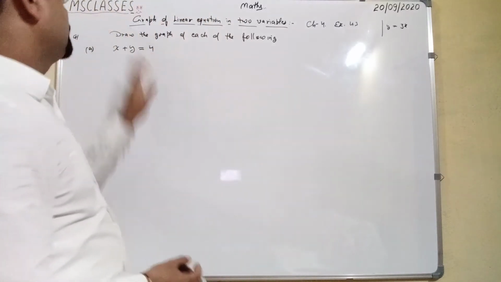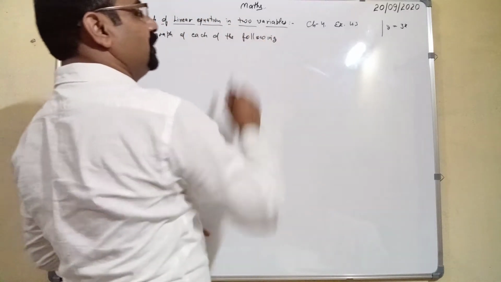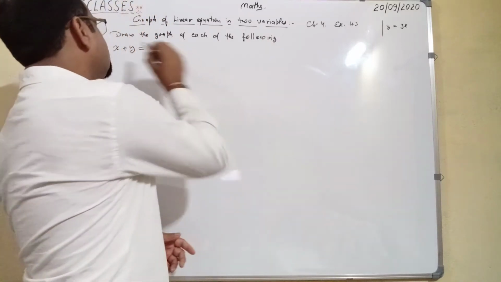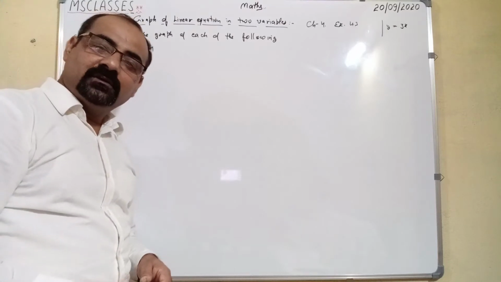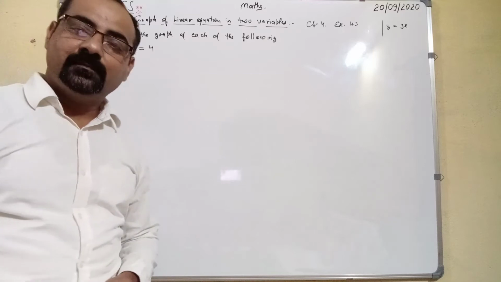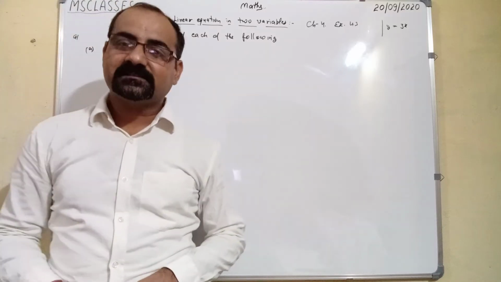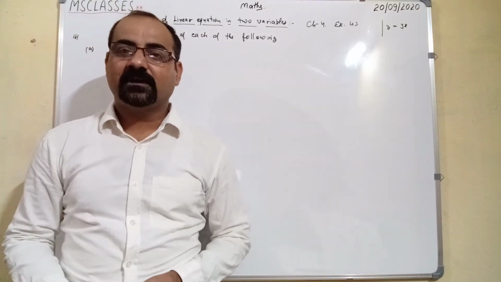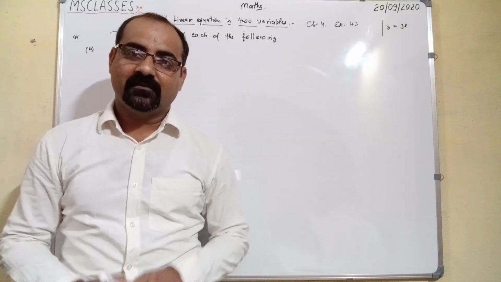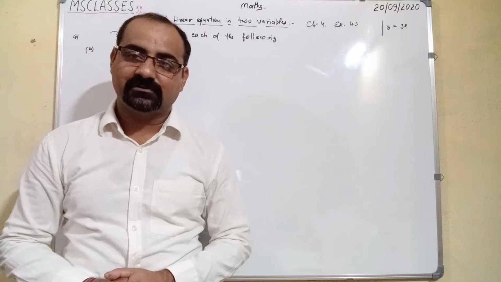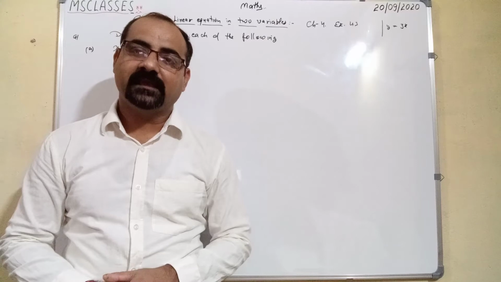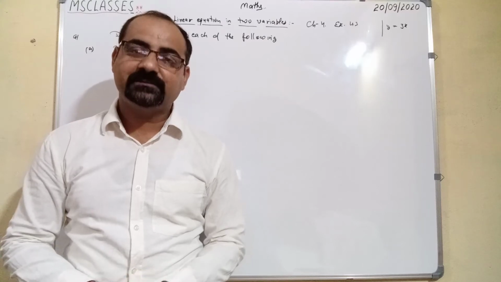So this is your chapter, graph of linear equation in two variables, chapter number 4, exercise 4.3. This is your first question. Your linear equation in two variables is x plus y is equal to 4. Guys, in the last class we discussed how to find the solution of this linear equation, right? First of all, we will find the solution and then make a Cartesian plane and plot those points on the Cartesian plane.